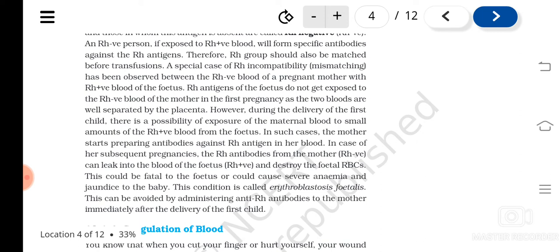So this can cause severe anemia and jaundice, and this condition is known as erythroblastosis fetalis. Erythroblastosis fetalis. What is it?